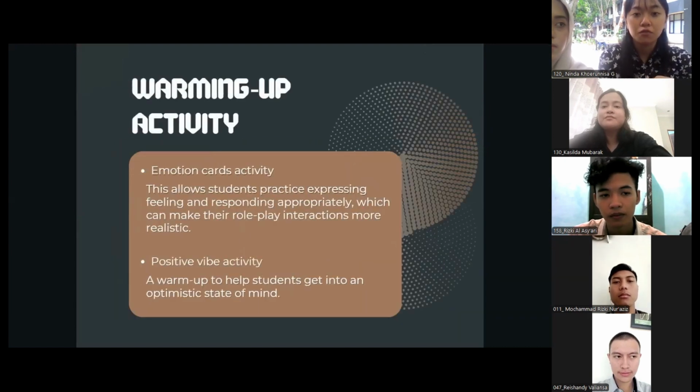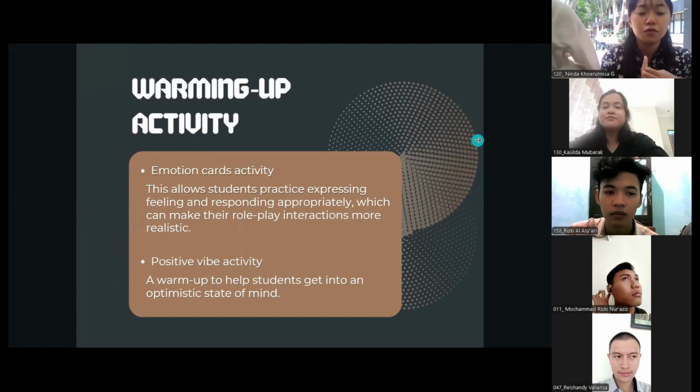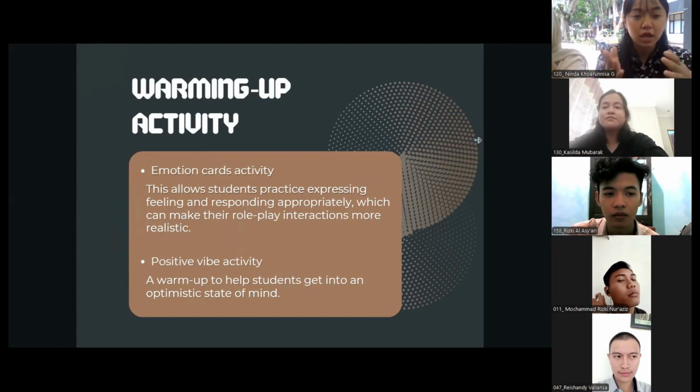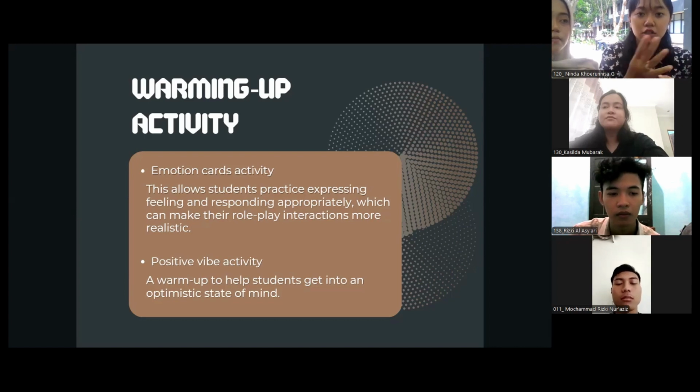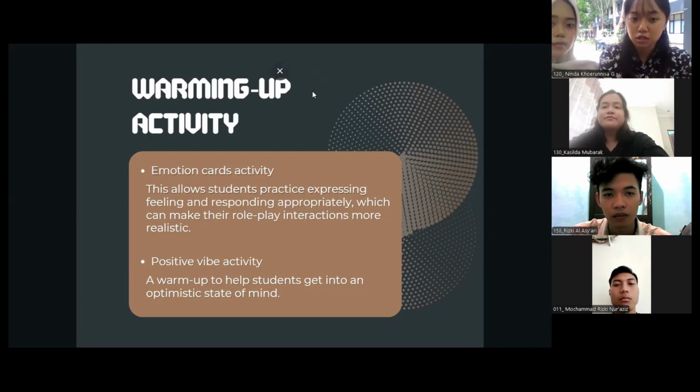So the example of warming up activity. The first one is emotion cards activity. Teachers can use emotion cards activities such as happy or confused to give to students and ask them to introduce themselves with the emotion cards that they have. This allows students to practice expressing feeling and responding appropriately, which can make their role-play interaction more realistic.